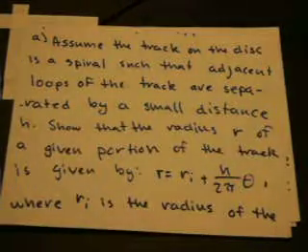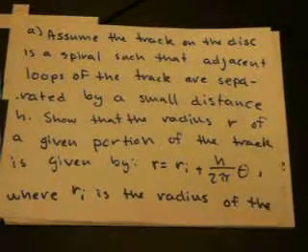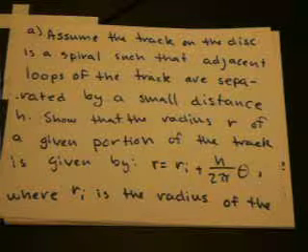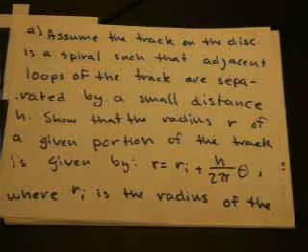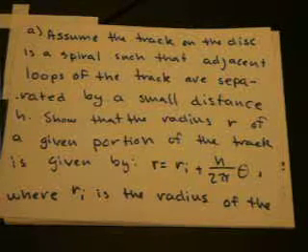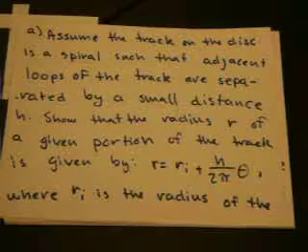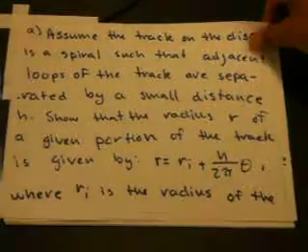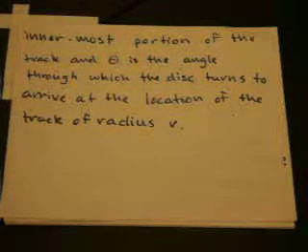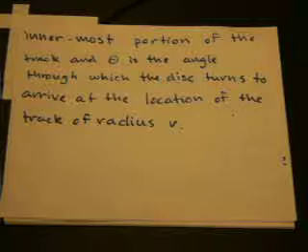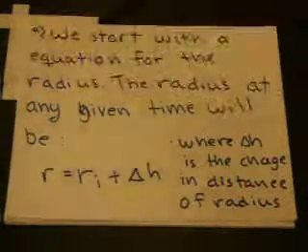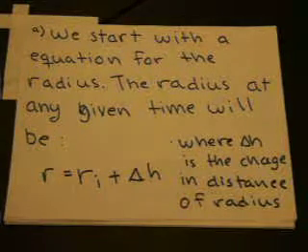A. Assume the track on the disk is a spiral such that adjacent loops of the track are separated by a small distance h, so that the radius r of a given portion of the track is given by r equals r initial plus h divided by 2 pi times theta, where r initial is the radius of the innermost portion of the track and theta is the angle through which the disk turns to arrive at the location of the track of radius r. We start with the equation for the radius.